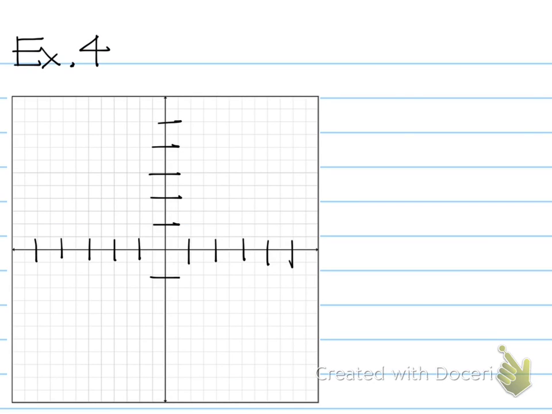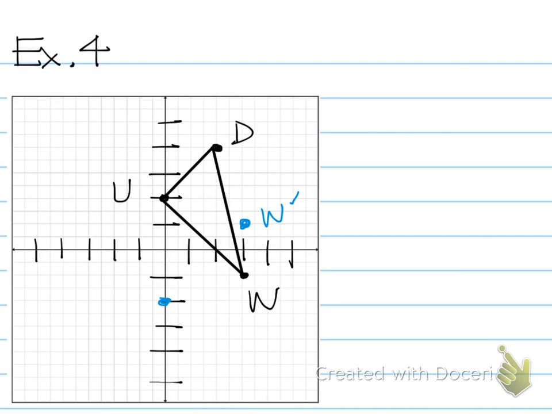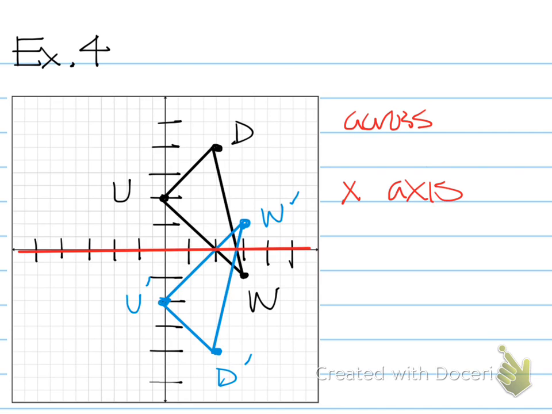In this example, we want to identify the line of reflection. So the line of reflection is going to be midway between each one of the coordinates for the pre-image and the image. Right there is where the line of reflection will be. It's across the x-axis.